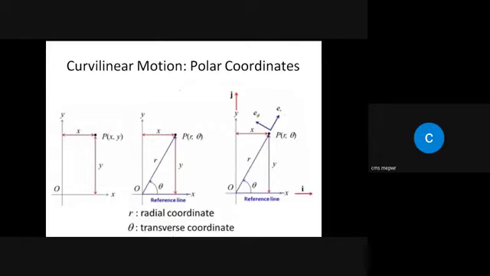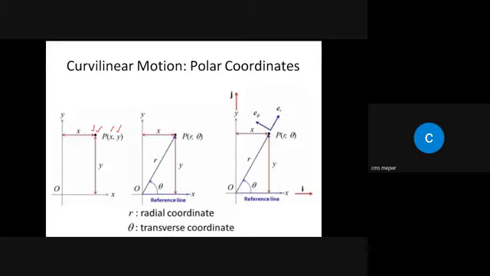Okay, so polar coordinate system versus Cartesian coordinate system. Imagine we have a particle at any location P. We want to define its position using the Cartesian coordinate system. What do we need? We need just two variables. If it is a 2D system, we need x and y. Now the same position can also be defined by using another coordinate system, which is known as the polar coordinate system.